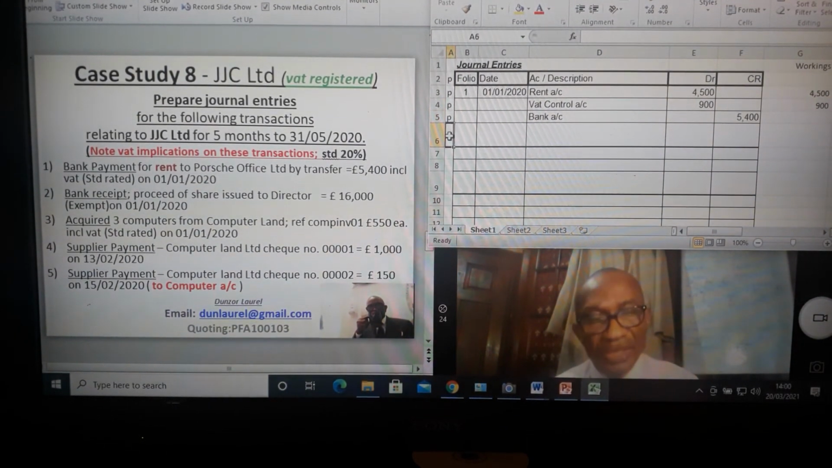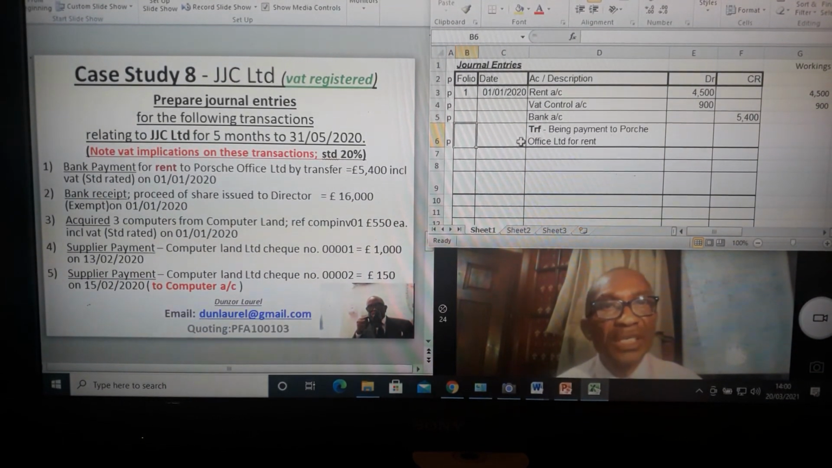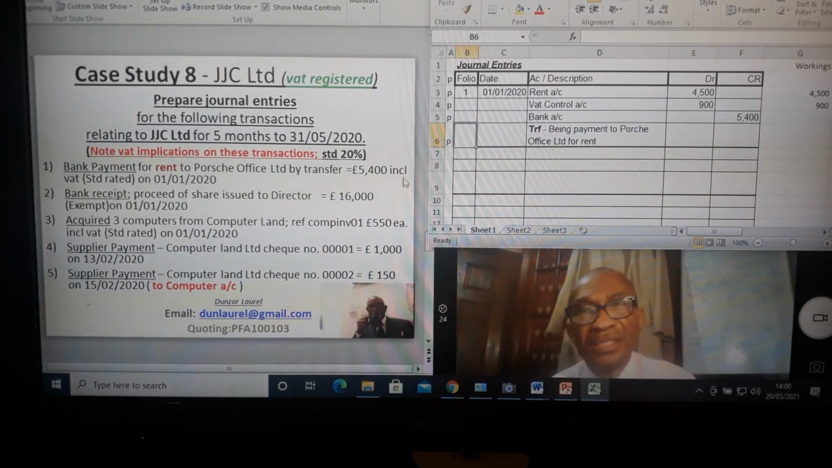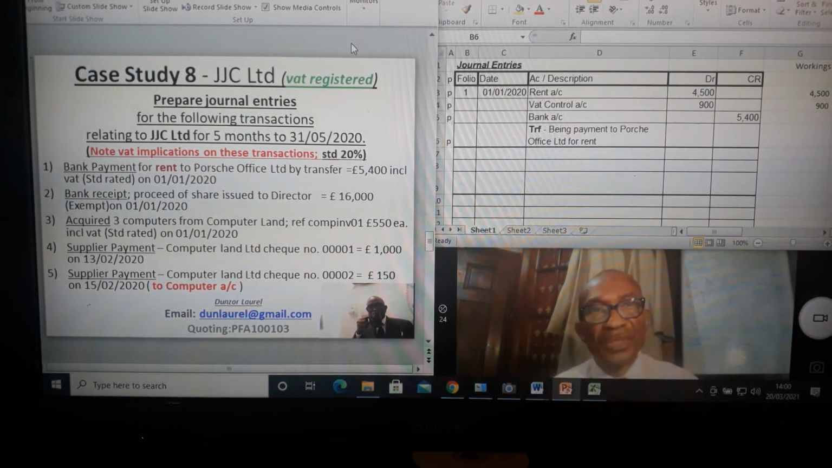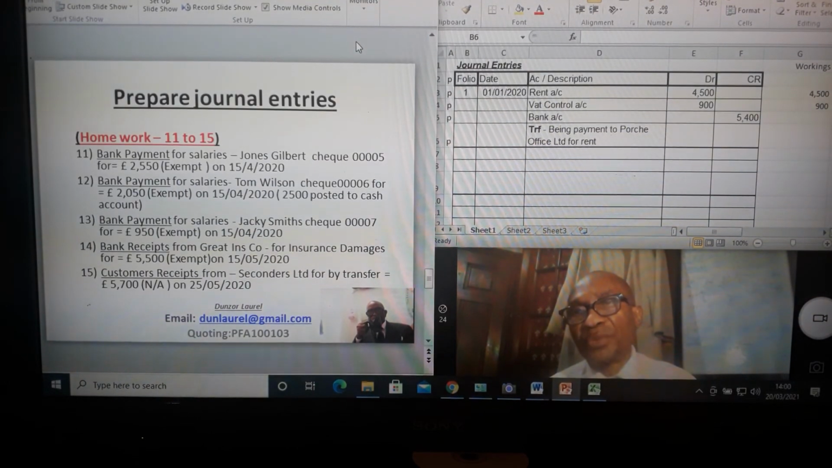Now you have to do the final description and summarize it very briefly. I say it's transfer, that's the mode of payment. Being payment to Porsche Office Limited for rent. That closes off the first folio 1 journal entry. Next time I will continue with the next items, and I will let you do items 11 to 15 as homework. All right. Okay.